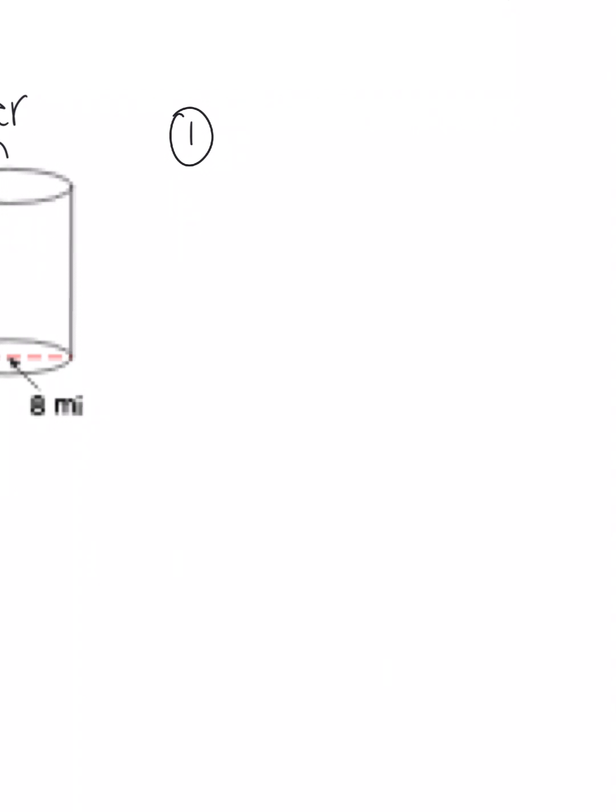So first thing, we still want to identify the shape of our base. Well, if you think of a can of any type, it's always a circular base. So that's pretty easy to identify. I know that my base is a circle. Anytime it's a cylinder, your base is going to be a circle.